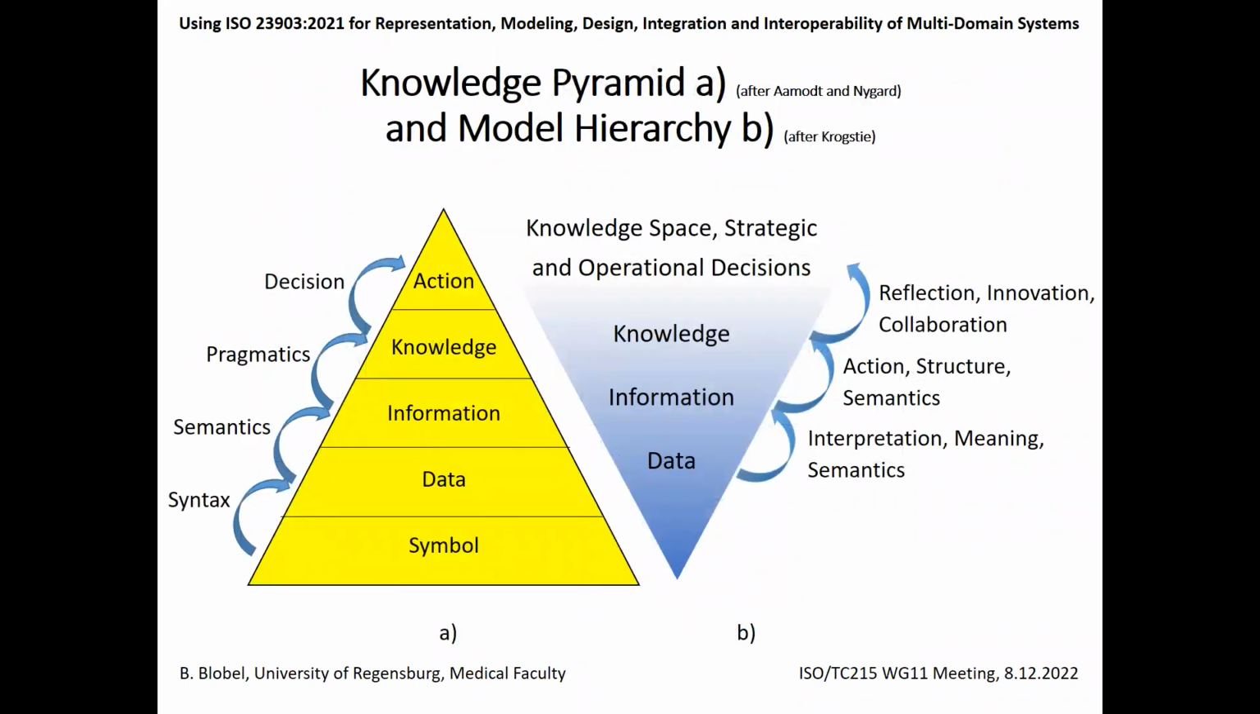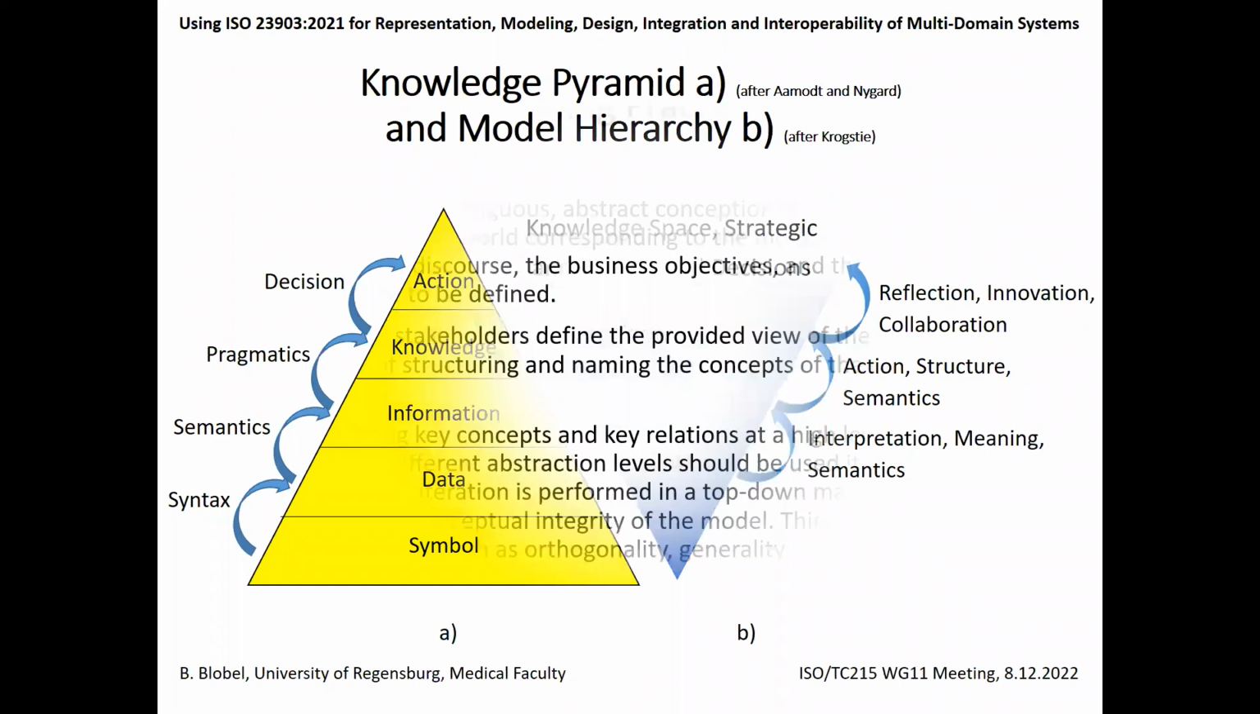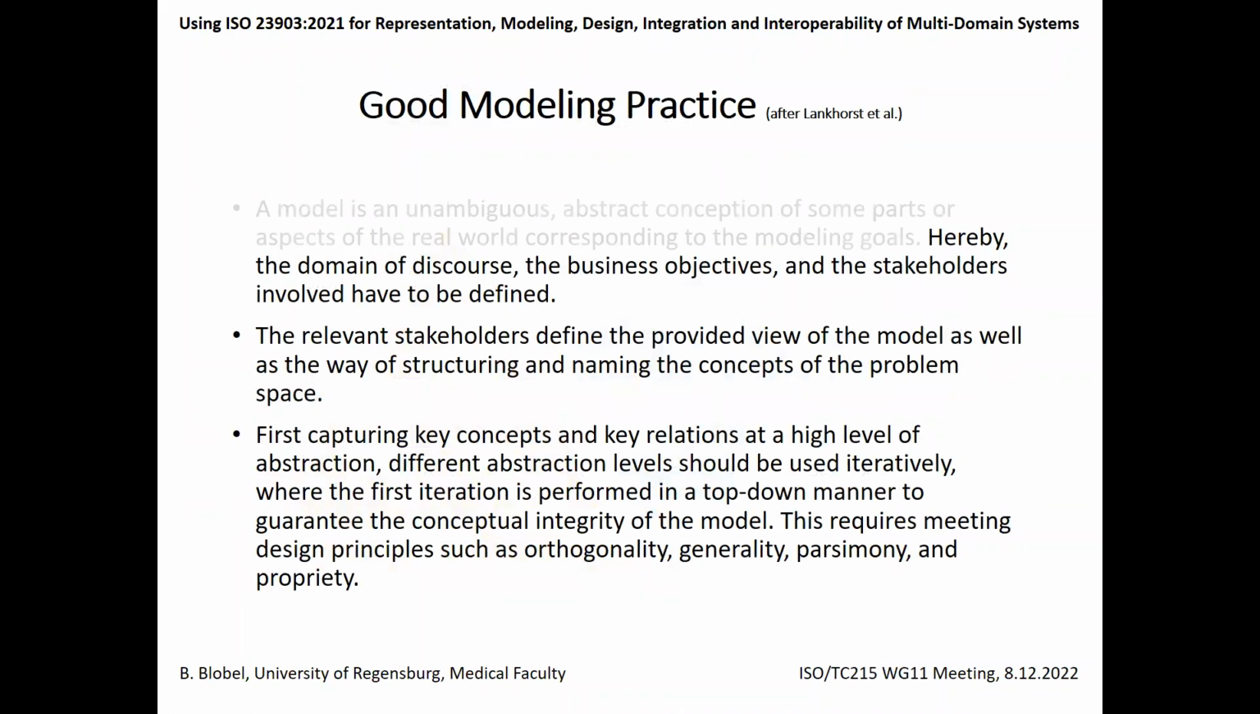In other words, so far TC215 has been focusing on data, then advancing to information, considering also the semantics, but we have to advance to knowledge of each of the included domains. But this is not enough. We also have to consider the knowledge space, the dependencies of different disciplines, how they impact each other, etc., to take the right strategic and operational decisions. And this is very important.